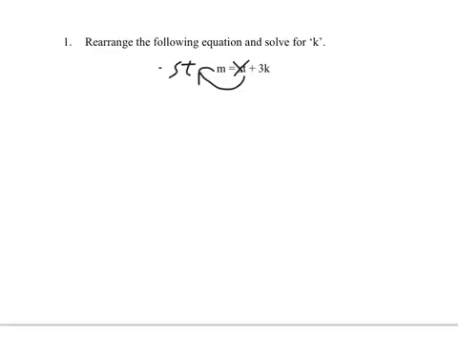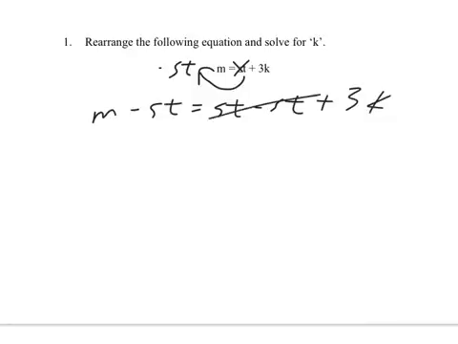You might be more familiar with doing it this way. We have m minus the st equals your st minus the st plus your 3k. The st's cancel here, and you have that negative st on the other side, whichever method works for you. So now with our m minus st equals 3k, to get that k alone, we'll divide by 3. Notice we did not divide by the 3 first. Since it's with the k, save that step for last. Divide both sides by 3.